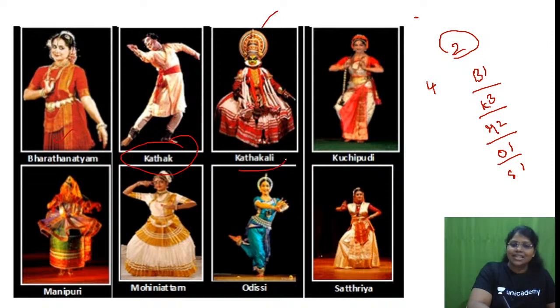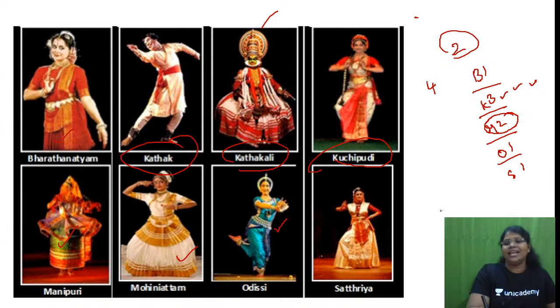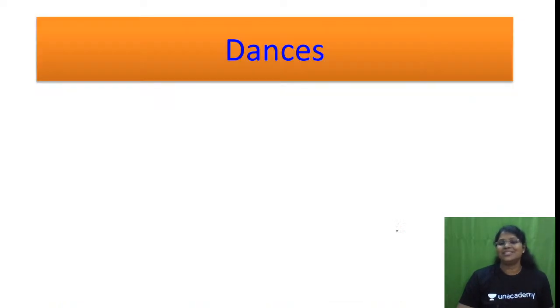Kathak, Kathakali, Kuchipudi. So can we easily remember like this? What is M2? Manipuri and Mohini Attam. What is this O? Odissi. And what is this S? Satriya. Of course, we had questions on Satriya for the last 2-3 prelims. UPSC is fond of asking questions from classical dances.